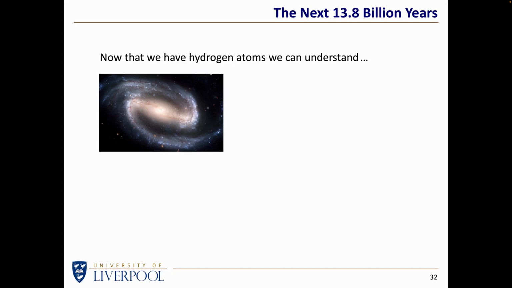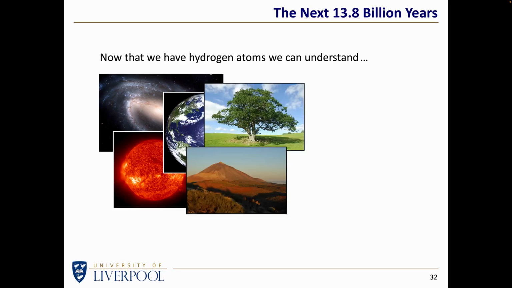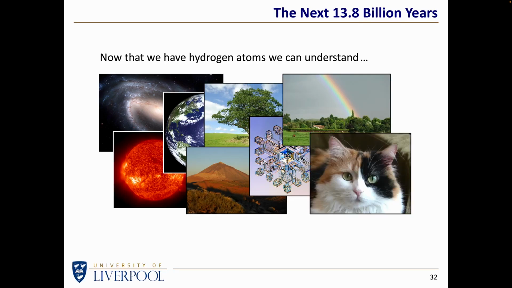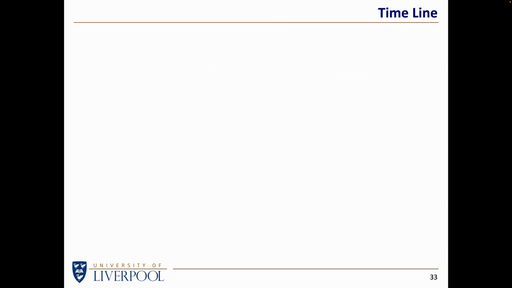If you've got hydrogen, you can understand galaxies and stars and planets and trees and mountains and snowflakes and rainbows and cats and... Okay, maybe not cats. I don't think we'll ever understand cats. But once you have hydrogen and once you have the rules of physics that we understand today, most things start falling into place. Yes, there are some details of cosmic evolution that we have yet to work out. But if you start with the universe full of hydrogen, you can understand a lot about the way things are.